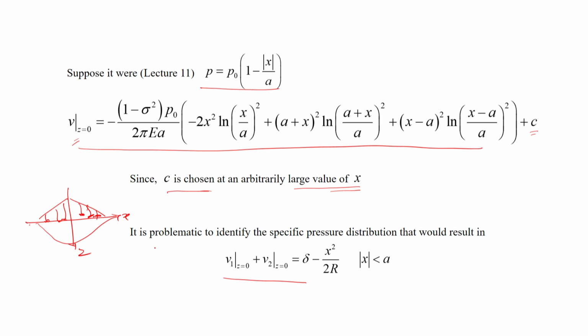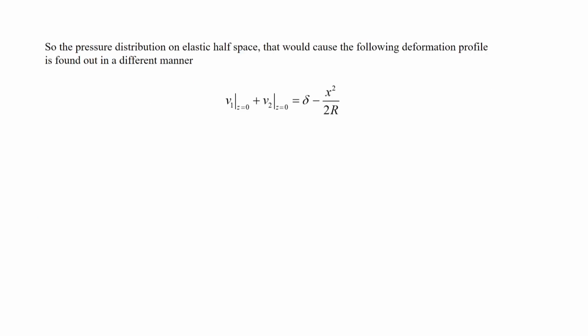So, now it is problematic to identify the specific pressure distribution that would result in delta minus x square by 2r, okay, for these cylinders, from this kind of analysis that we have already done. So, what to do? What has to be done is something like this. We actually find out the slope of this deformation. So, it will be del v1 by del x at z is equal to 0, plus let us say del v2 at z is equal to 0, by del x, is equal to minus x by r.